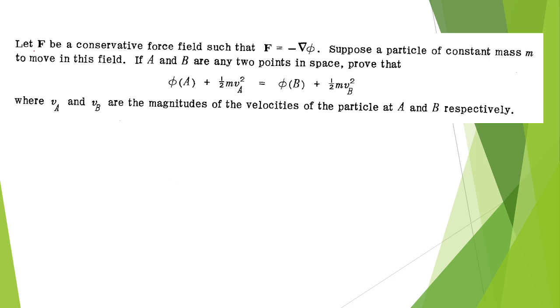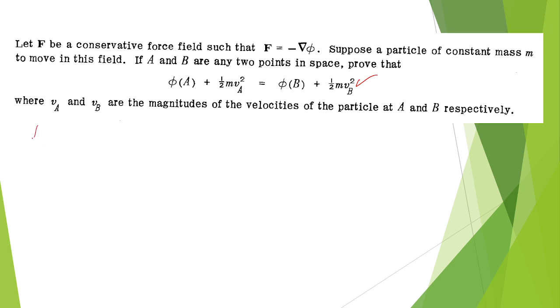Okay, let it be a conservative field such that F is minus grad phi. So if it is conservative, it will be either minus grad phi or grad phi. Suppose a particle of constant mass m moves in this field. If A, B are any two arbitrary points in this field, prove that... So we have to prove this equation.